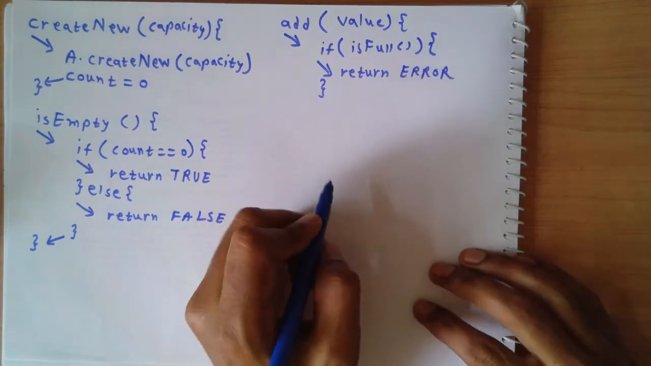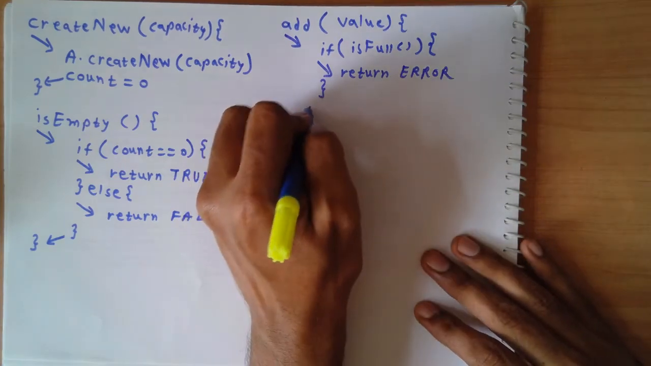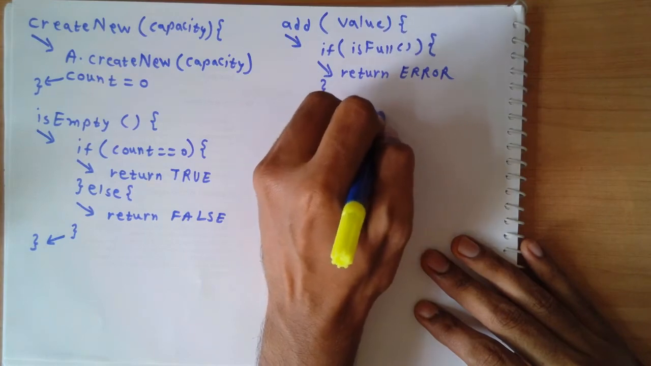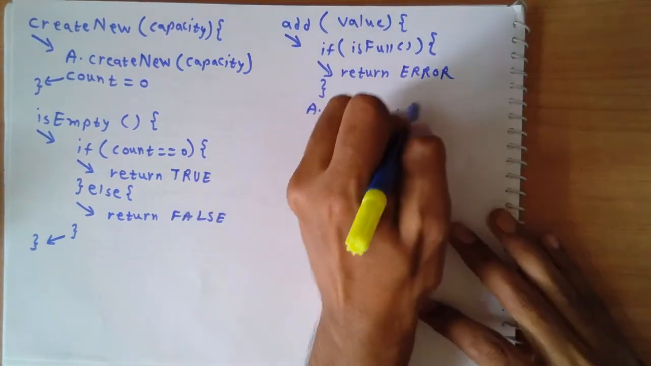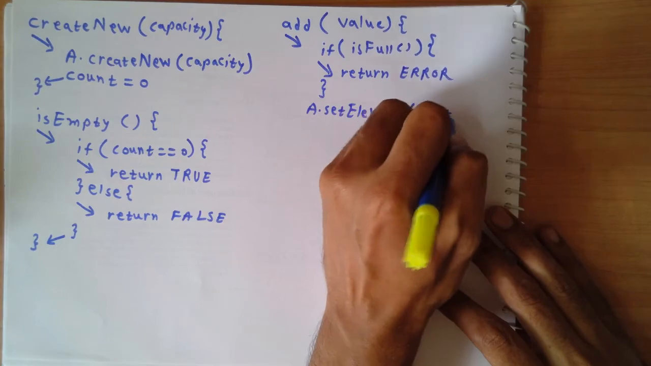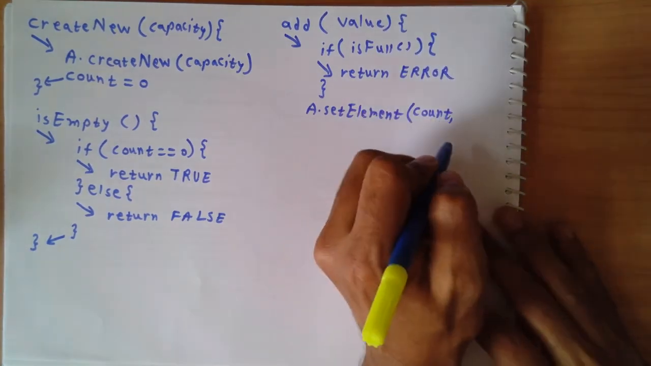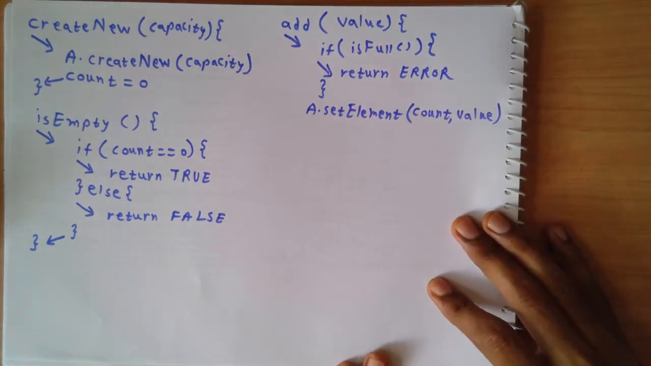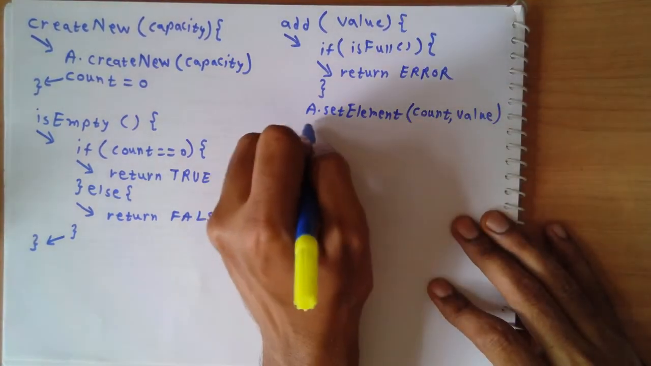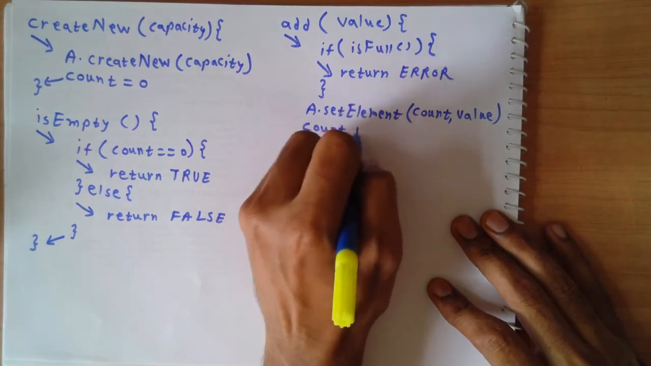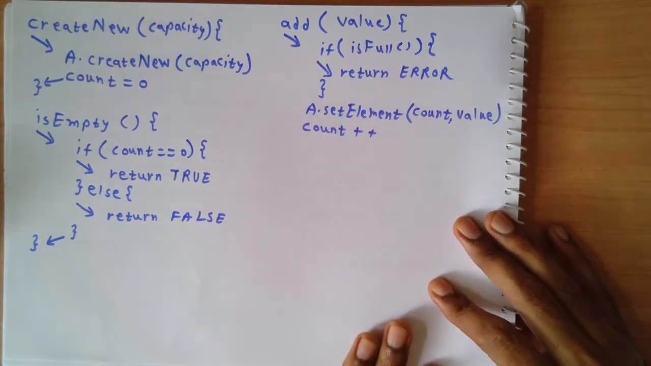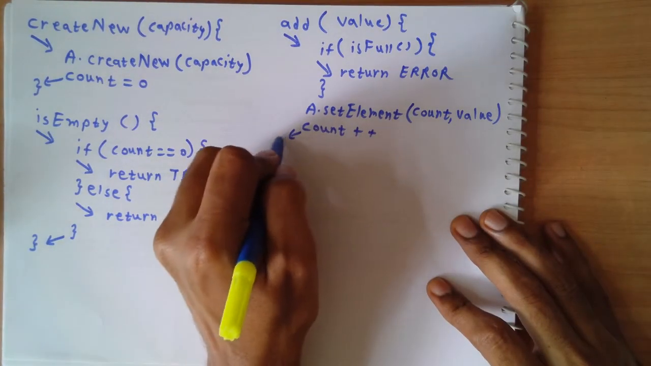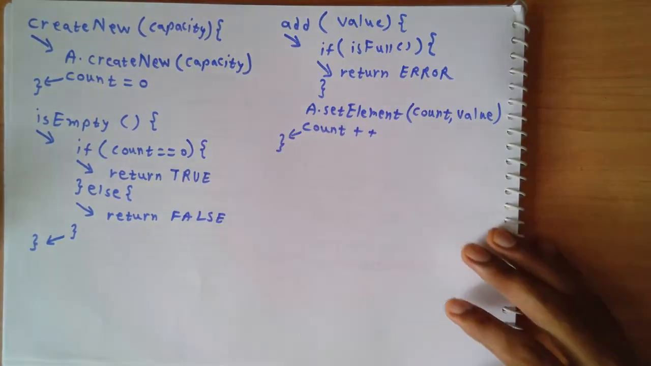So in my underlying array A, I'm going to set the element at index count, and I'm going to send the value to store there. Okay, that's how it will work. And then I will increment the value of count by 1. So I will say count plus plus, that is count equal to count plus 1, to reflect the addition. And then I'm done with the add function.